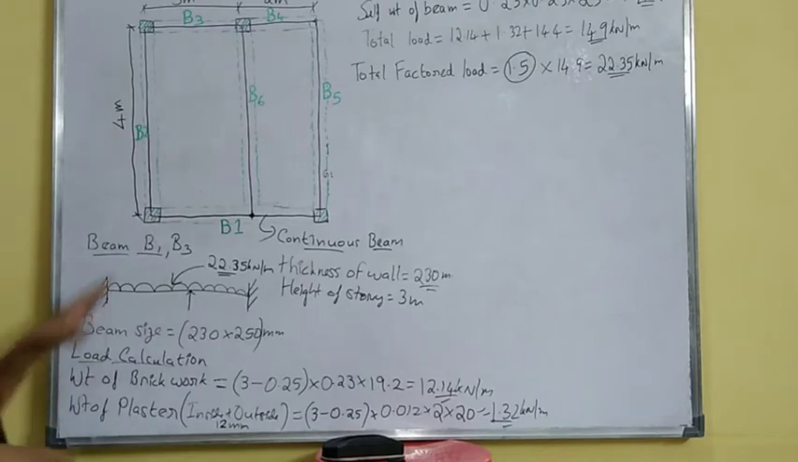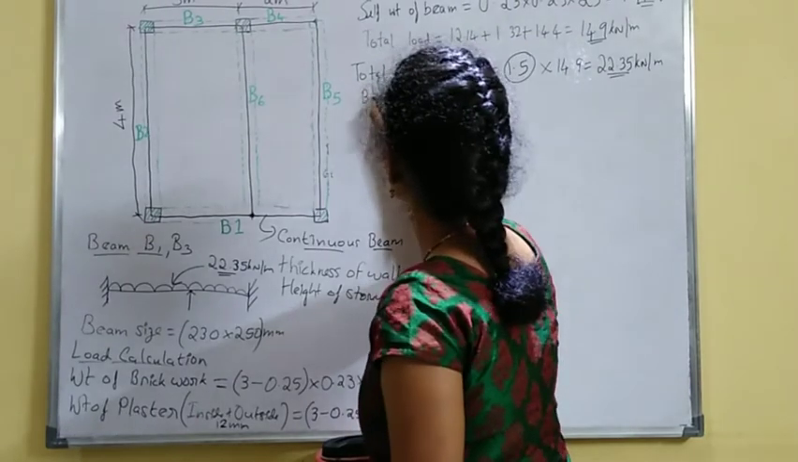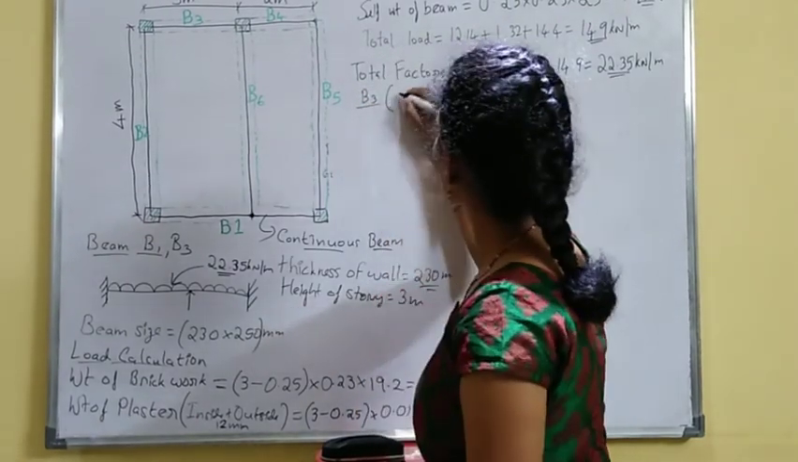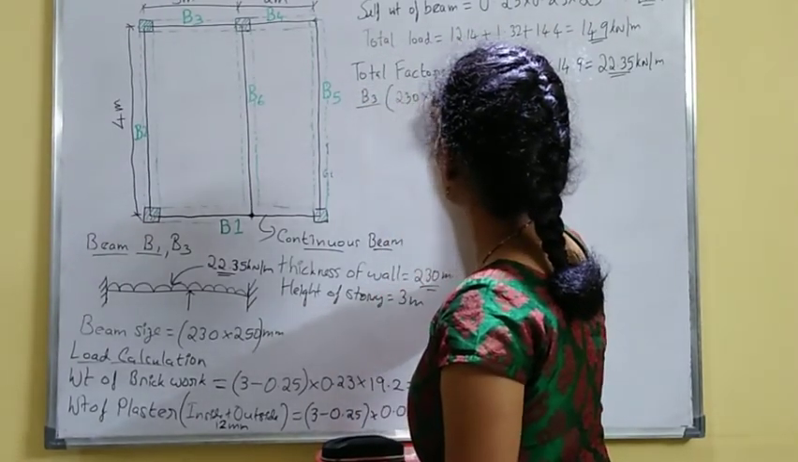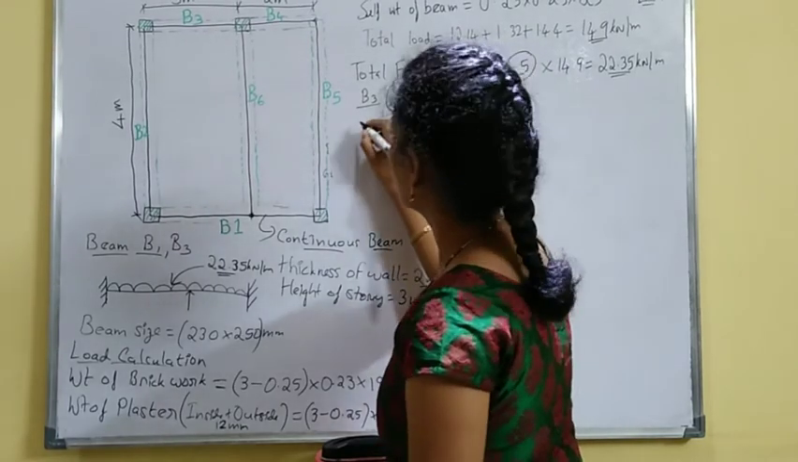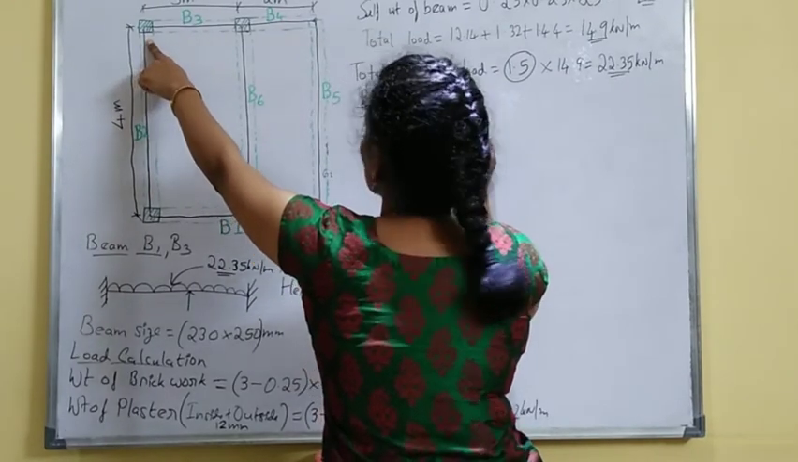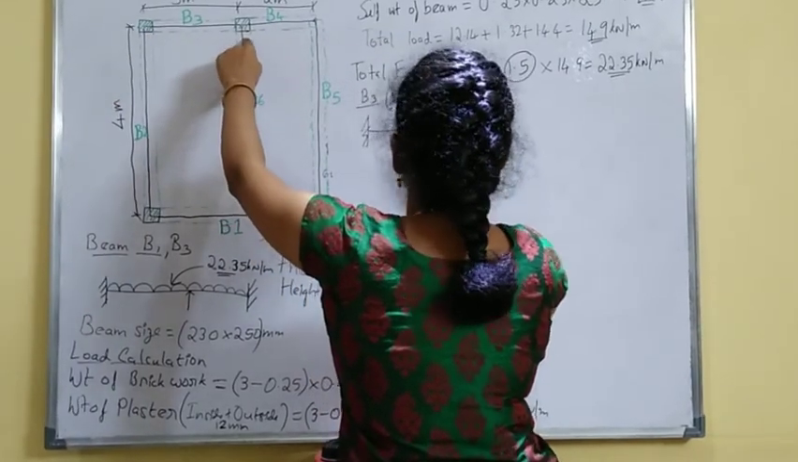Now I'll just show how to calculate the load. Suppose now for that B3 beam, the cross section is the same, 230 by 250, because it is a 3 meter span. So for the beam, see here you have fixed support and again here you have fixed supports.